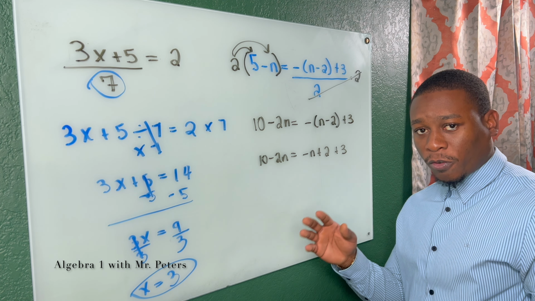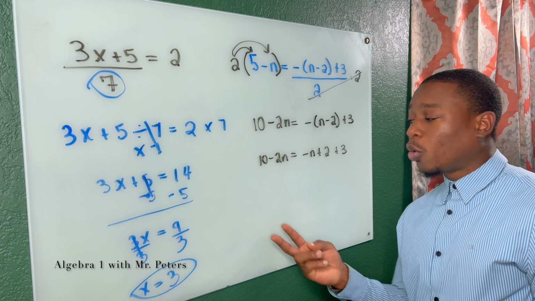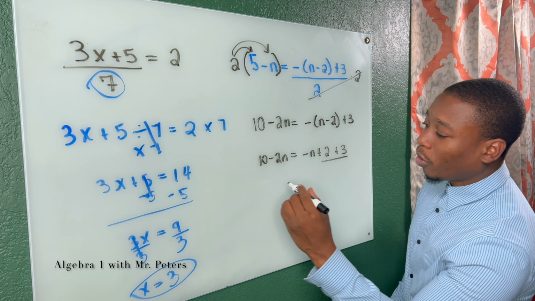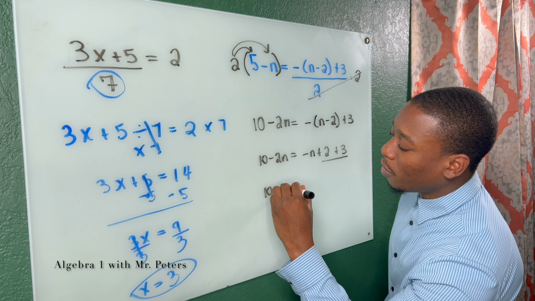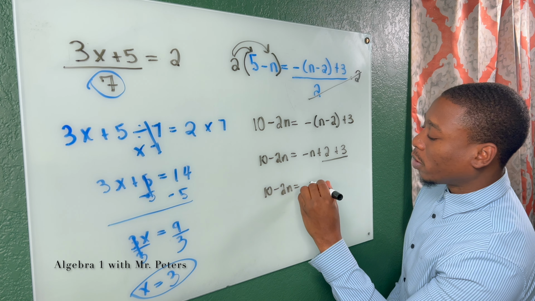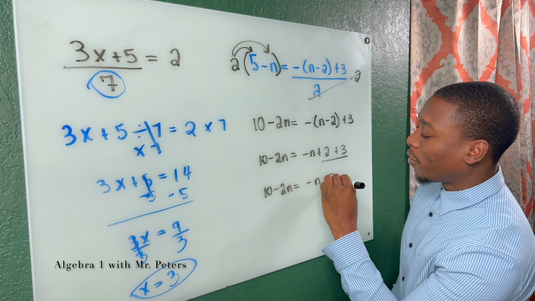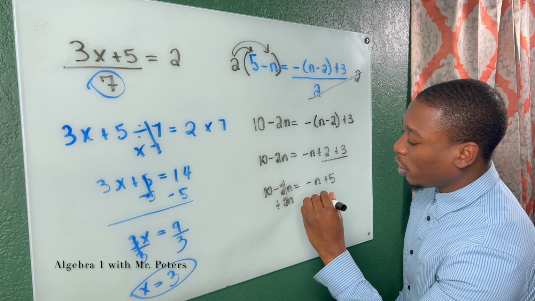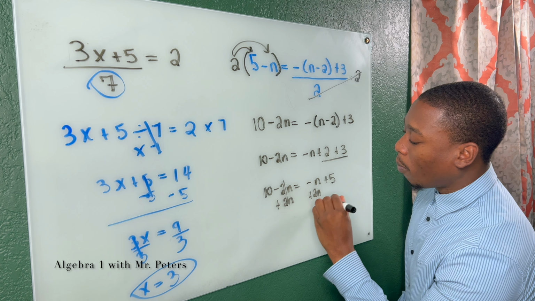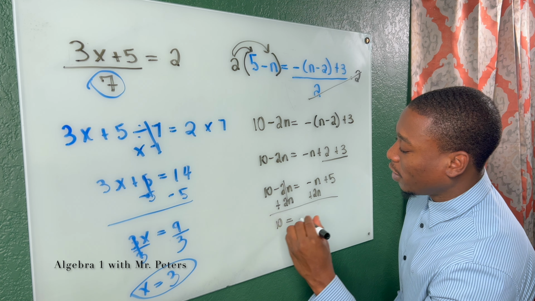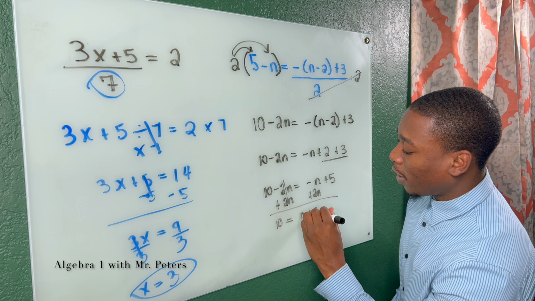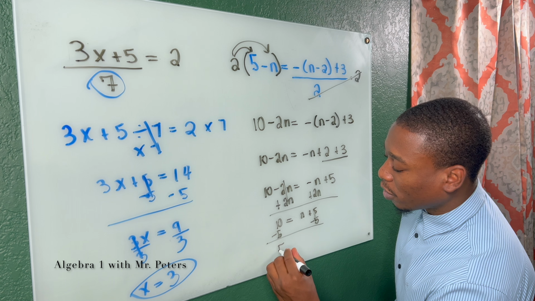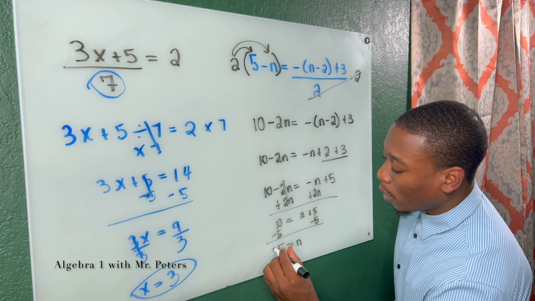Always tell students before you try to move terms from one side of the equation to the other, combine your like terms where possible. So after I combine my like terms, we'll have 10 minus 2n is equal to negative n plus 5. And what I'm going to do is bring my 2n onto the right side of the equation so that my variable will remain positive. So 10 is equal to positive n plus 5. After we subtract 5, my final answer is going to be 5 is equal to n.